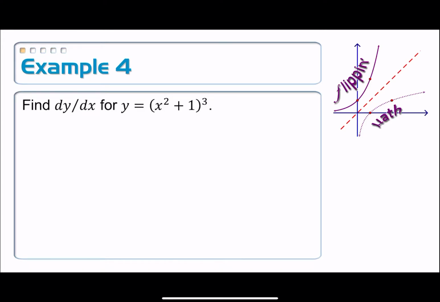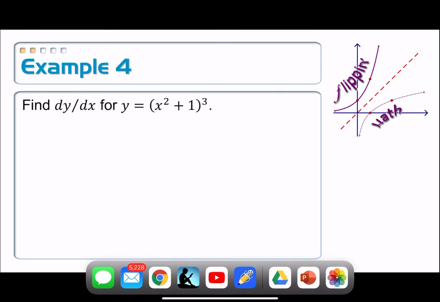On example 4, find dy/dx for y equals the quantity x squared plus 1, cubed. So you can see that you have a function inside of another function inside of the cubing function. So if we want to take its derivative, it makes sense that we are going to use the chain rule on it. Now you could, if you wanted to, cube out this whole entire thing and then take it term by term, but the chain rule is going to speed up this process significantly.